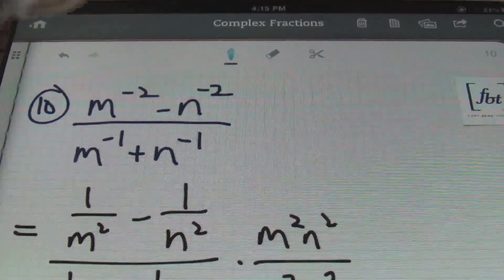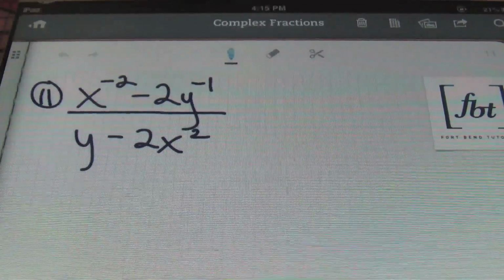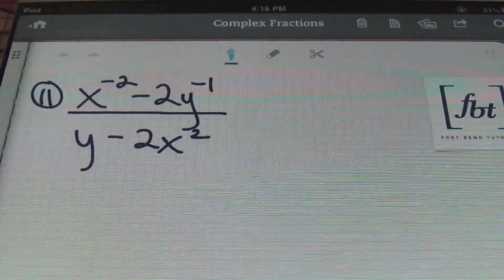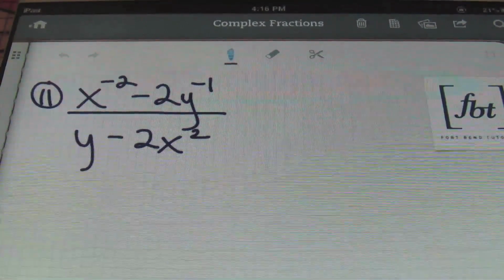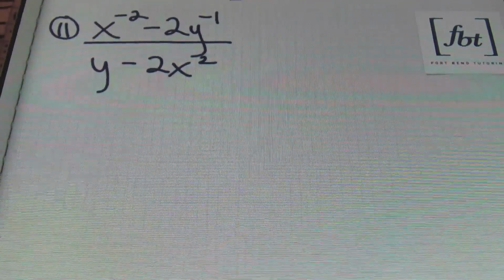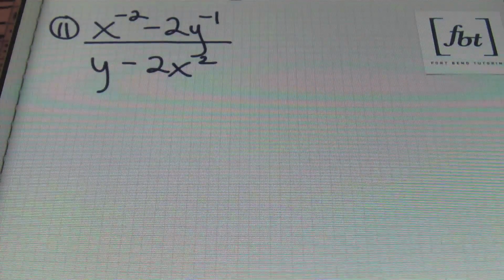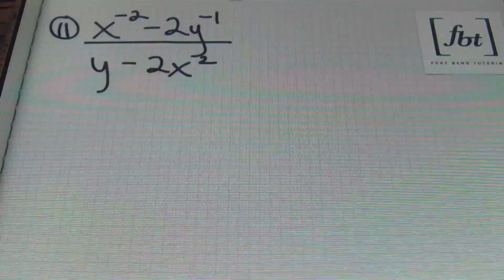That was a good problem. Let's go ahead and check out our next problem. Problem number 11. All right. In problem number 11, ladies and gentlemen, once again, notice that you have these negative exponents, but be careful with them because you need to make sure that you're rewriting these complex fractions correctly.